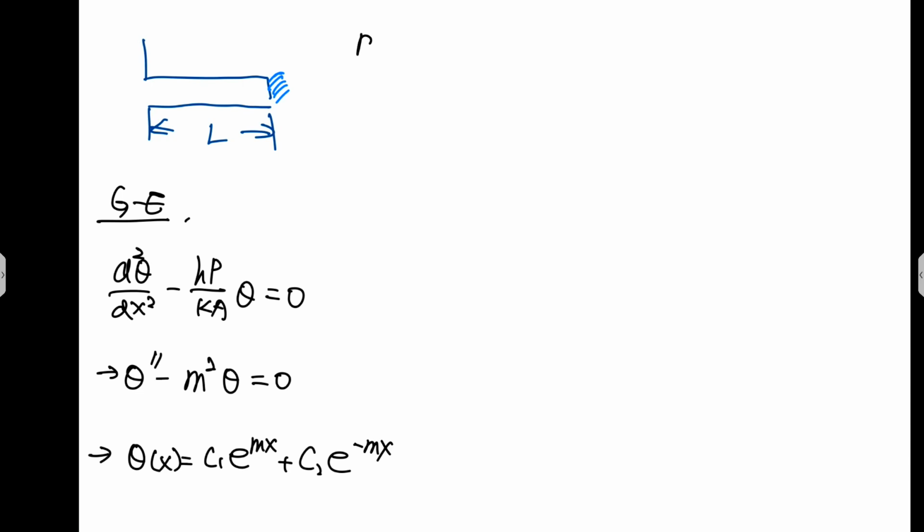Okay, so let's put in the boundary conditions we just mentioned. When x equals 0, theta equals theta b. And at the tip, x equals L, the slope equals 0. So those are the two boundary conditions we are using.